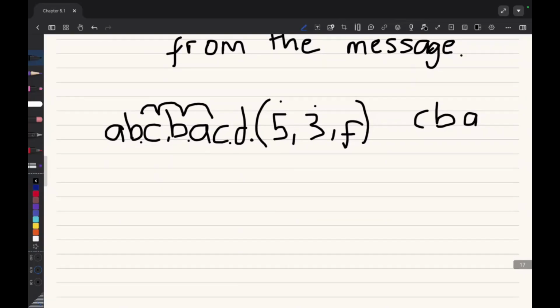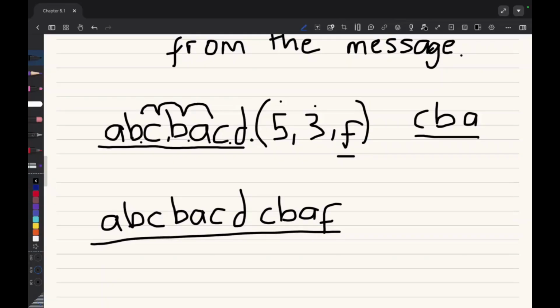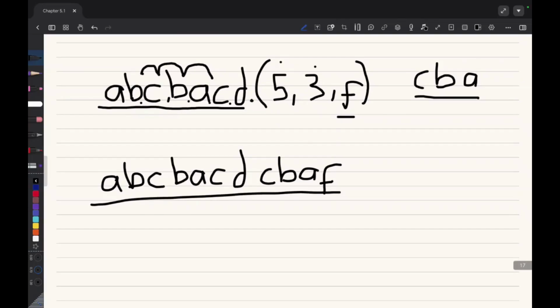All right, so we're going to copy this whole message. Then we add CBA, and then we add F. So it's going to be A, B, C, B, A, C, D, C, B, A, F. This is going to be our Lempel-Ziv encoded message or decoded message.